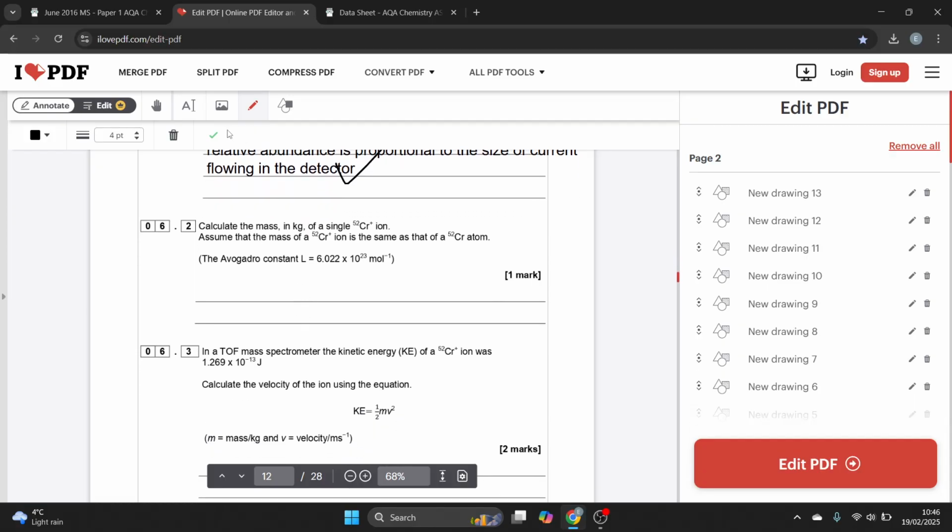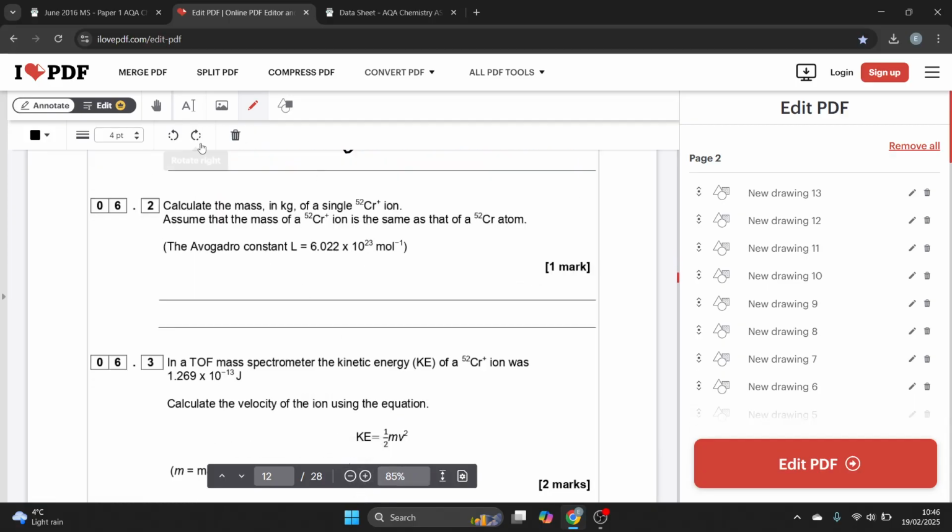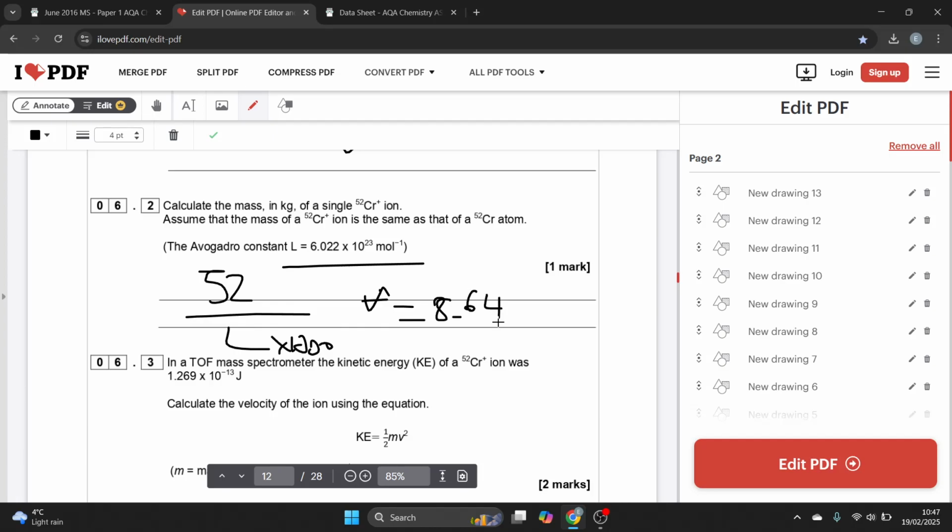Calculate the mass of this ion. So it's just going to be 52 divided by L, Avogadro's constant, and then divided by 1000, or times by 1000. So 52, and then I get 8.64 times 10 to the power minus 26 kg.